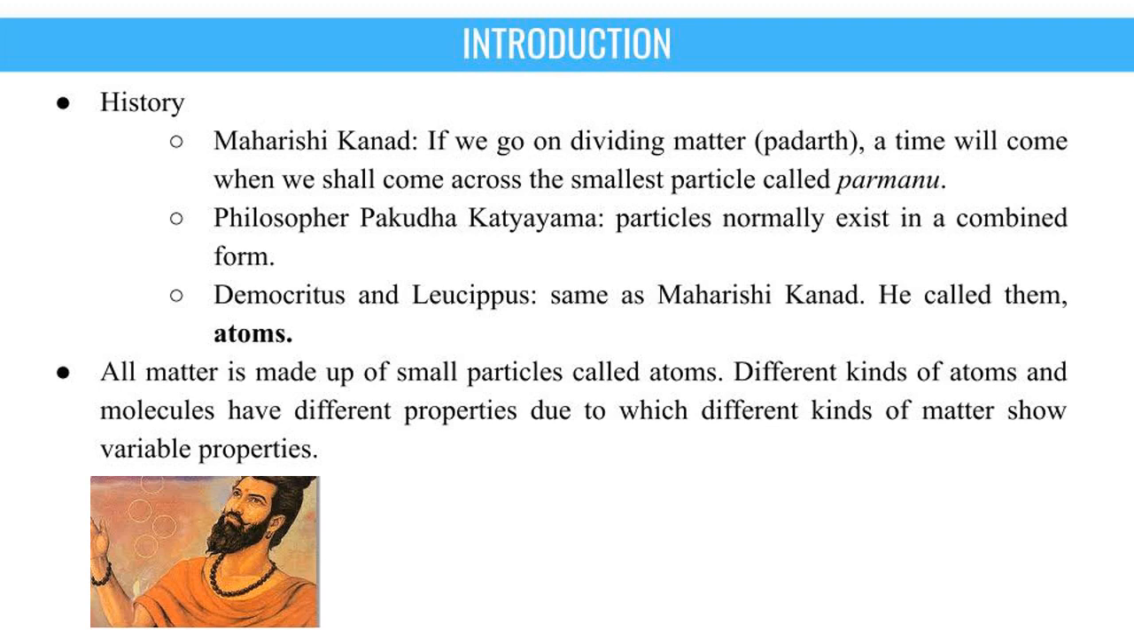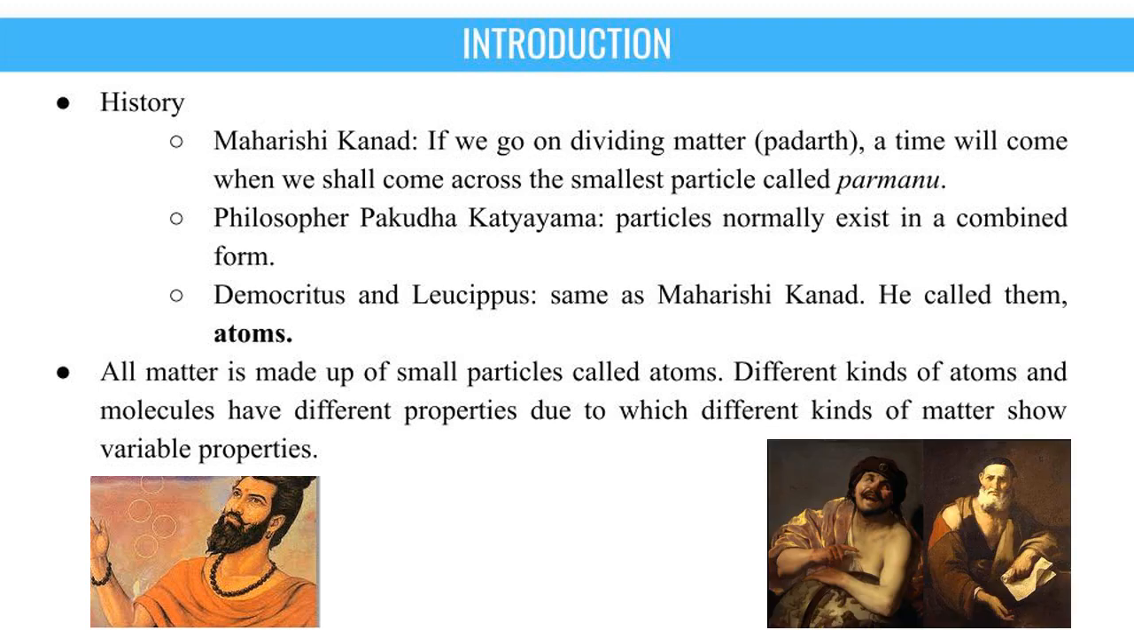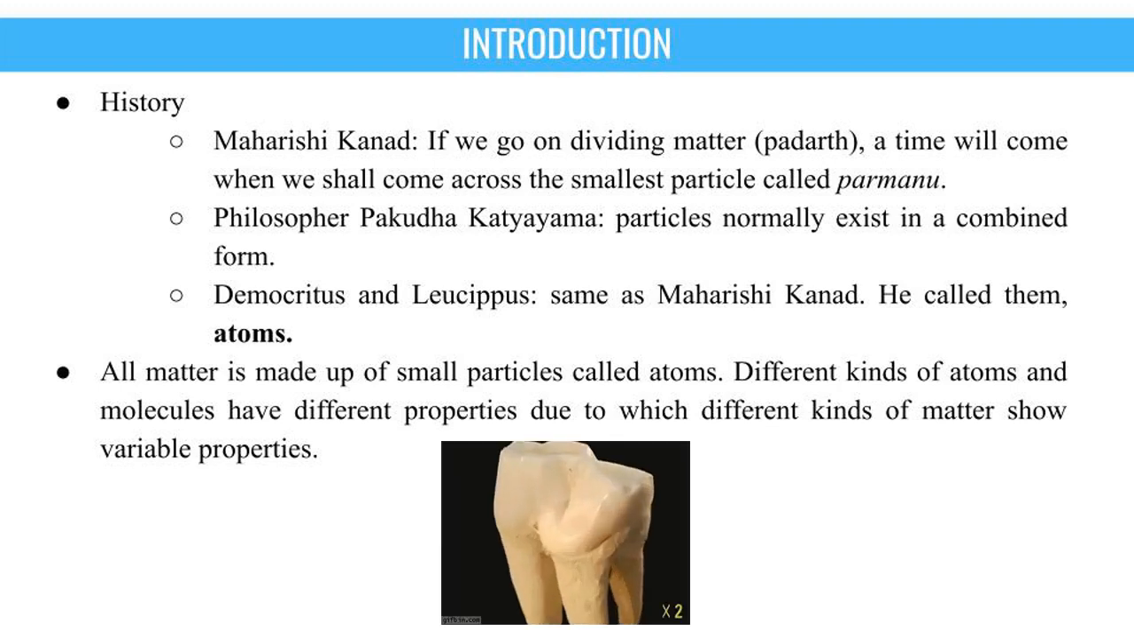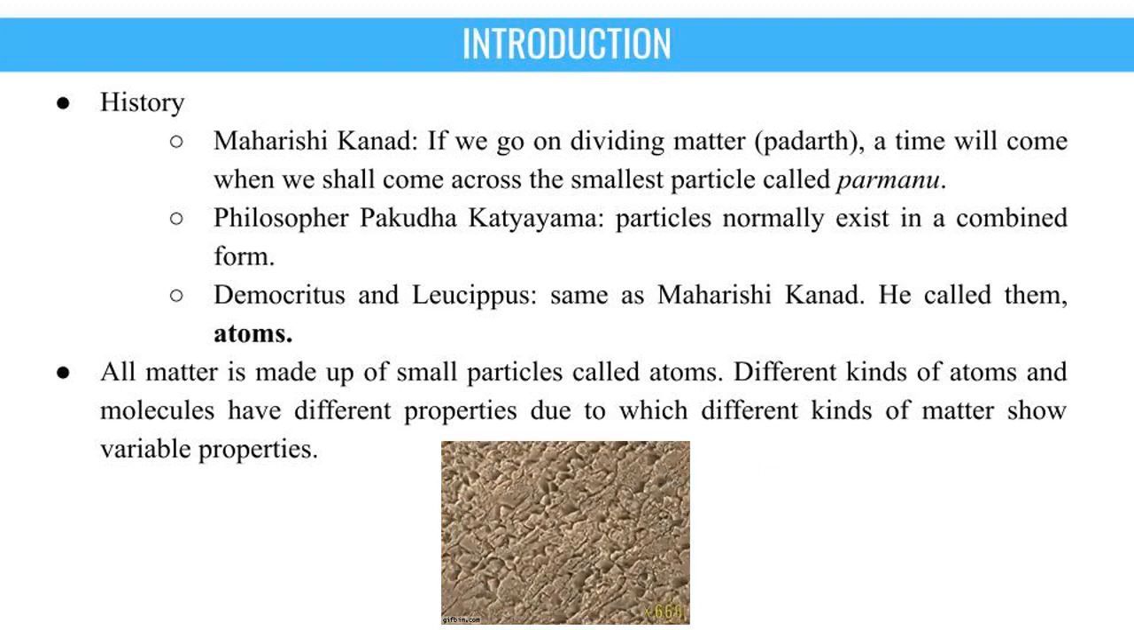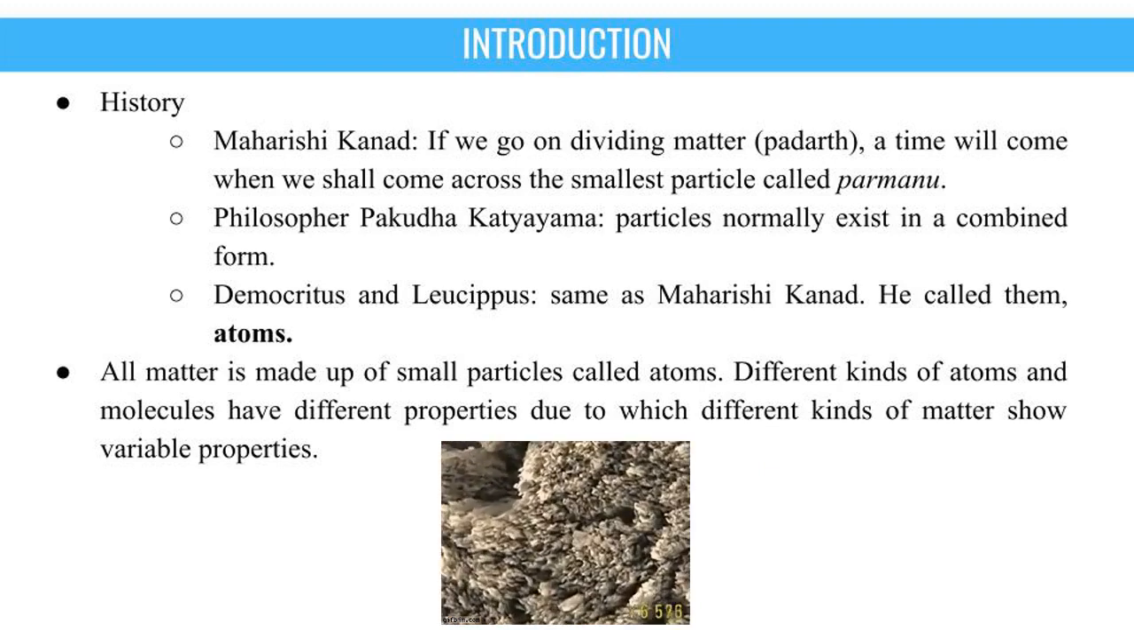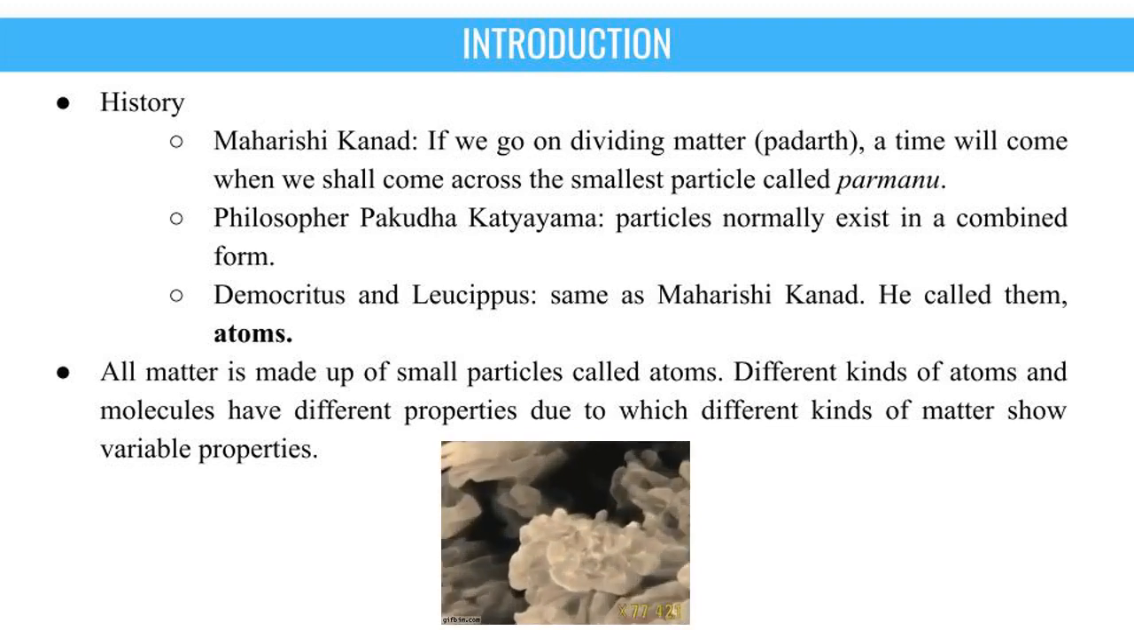Maharshi Kanad said, "If we go on dividing matter, also called padarth, a time will come when we shall come across the smallest particle called parmanu." Philosopher Pakuta Katayama said, "Particles normally exist in a combined form." Democritus and Leucippus called these parmanu atoms, so it is concluded that all matter is made up of small particles called atoms. Different kinds of atoms and molecules have different properties, due to which different kinds of matter show variable properties.